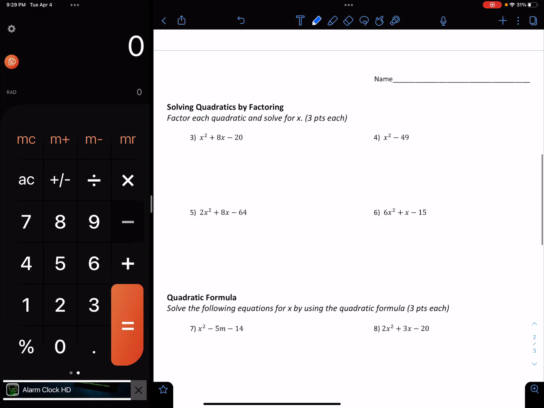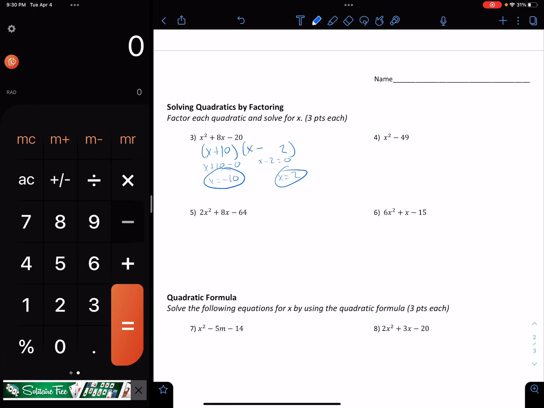It says solve by factoring. So remember, this is just how normal factoring is from the last test, except at the end we set it equal to 0. So this one, two numbers that multiply to negative 20, but add to give me 8. So I'm going to have 10 and 2. I know that one has to be positive. That one has to be negative. So I set this equal to 0. Set this equal to 0. So x equals negative 10. And x equals 2.